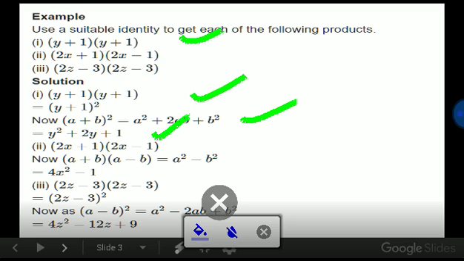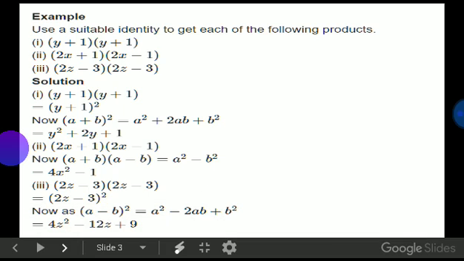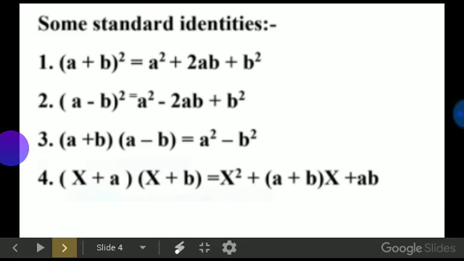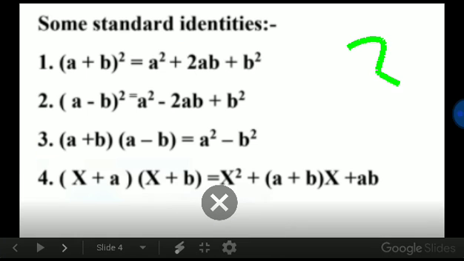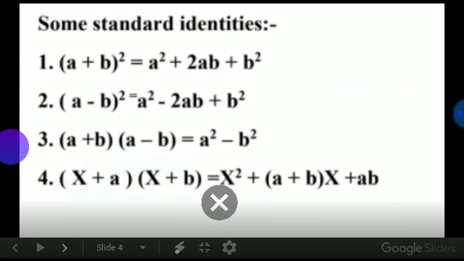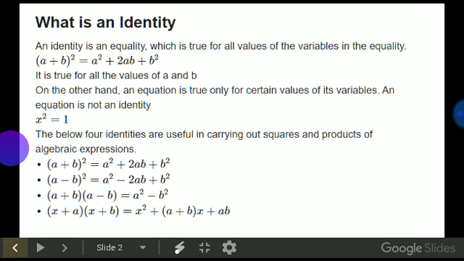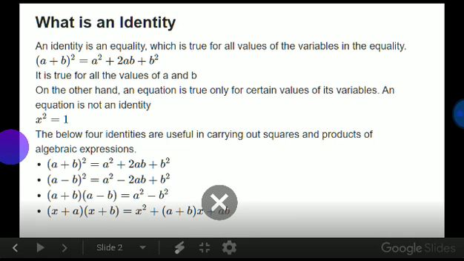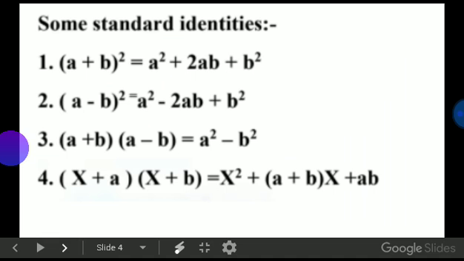Similarly, the next one can be converted into (a + b)(a - b), and the last one will be converted into (a - b)². So these identities are very useful for solving different questions. These are the standard identities which we have already discussed: (a + b)² = a² + 2ab + b², (a - b)², then (a + b)(a - b), and then (x + a)(x + b). This (x + a)(x + b) is the same as we have studied here. So these four are the standard identities. In this slide I have separated them on the different side.